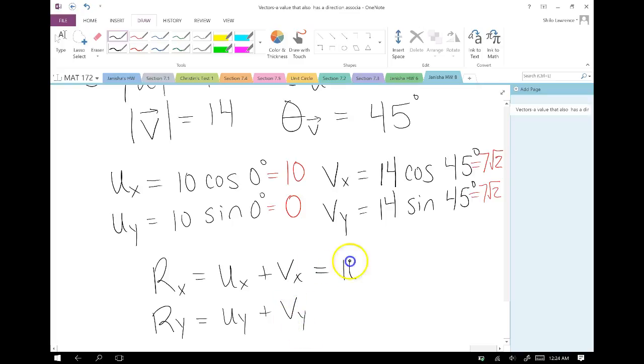So this is going to be 10 plus 7 root 2. This is going to be 0 plus 7 root 2. And we might want to go ahead and just change this to a decimal. So give me just a second. I'm going to type this in the calculator.